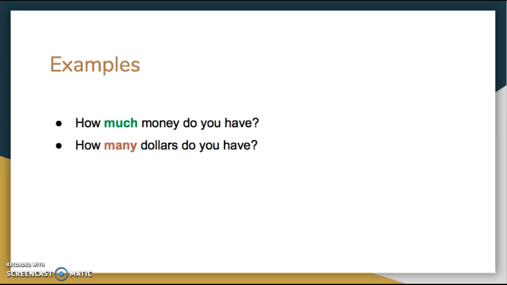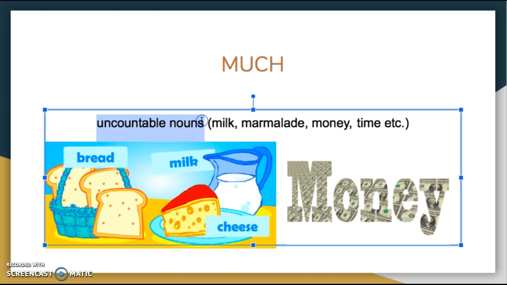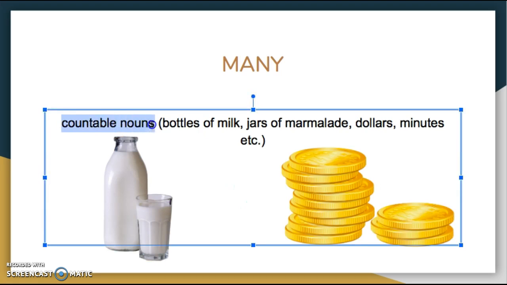When we have a noun that's countable, for example, dollars, we use many. Let's look at this example. How many dollars do you have? Once again, we use much for uncountable nouns, and we use many for countable nouns.